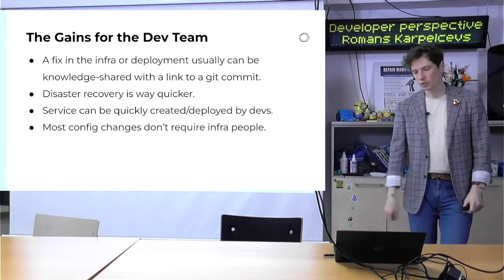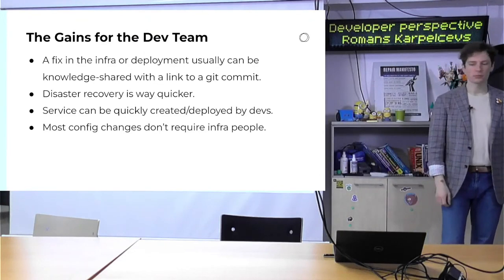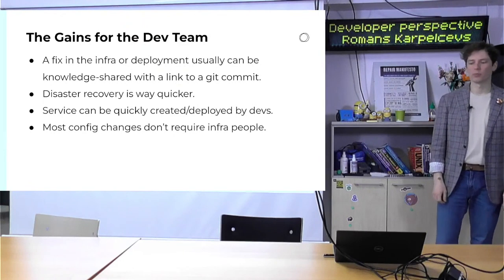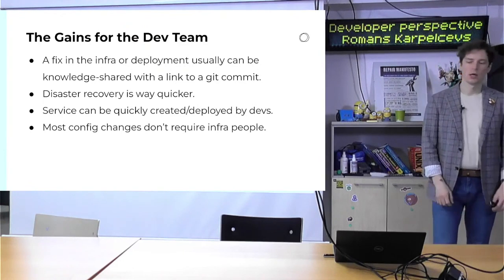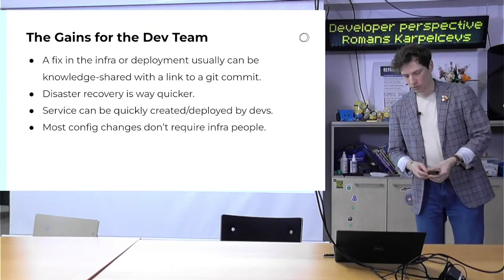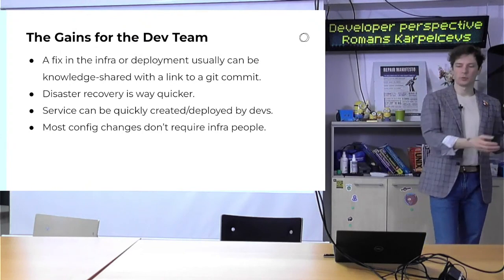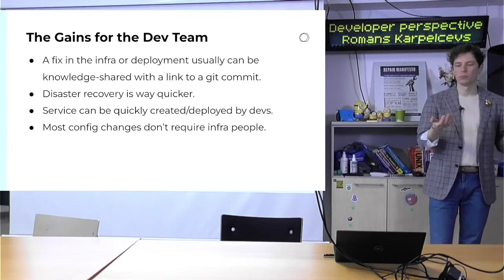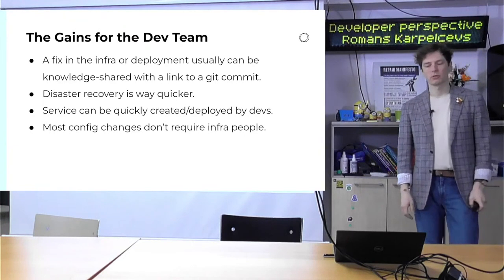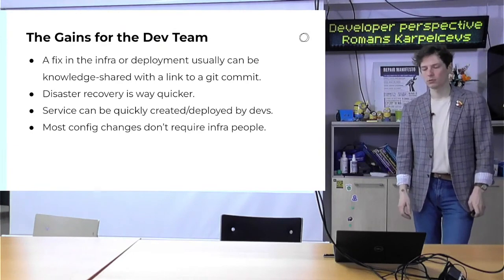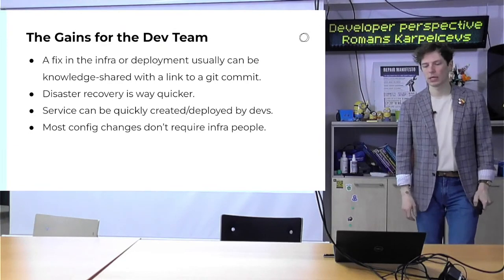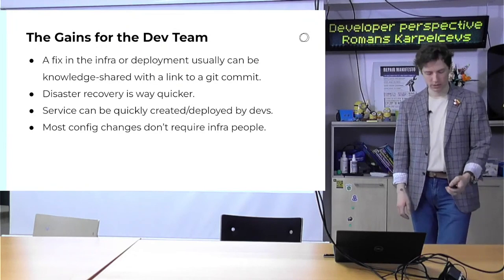And config changes, and now secret changes as well, don't require input from people with special permissions. It also means that when there's an API token changed by some service that we need, developers can just change it, and it will be seen in Git, and they don't need anybody's input in there.